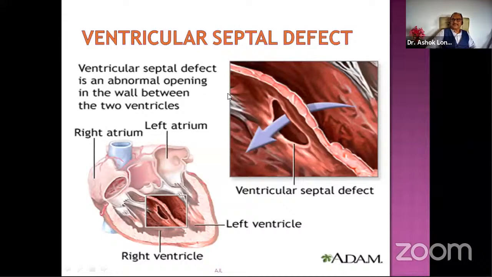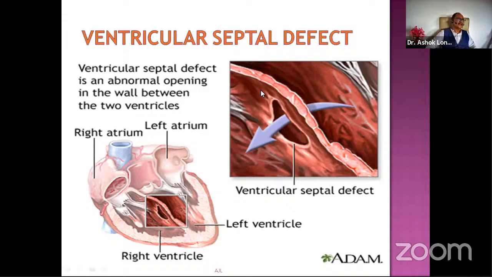Ventricular septal defect is an abnormal opening in the wall between the two ventricles. Now, this is not the same as the fossa ovalis. This is a problem with the ventricular septum itself. So what happens is the blood in the left ventricle goes into the right ventricle, and so it is called a left to right shunt.